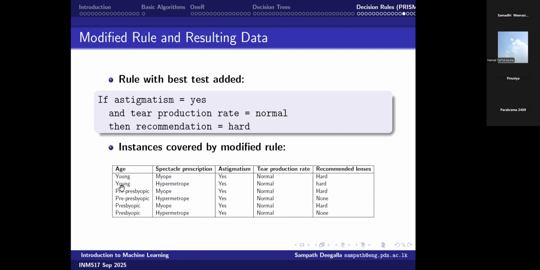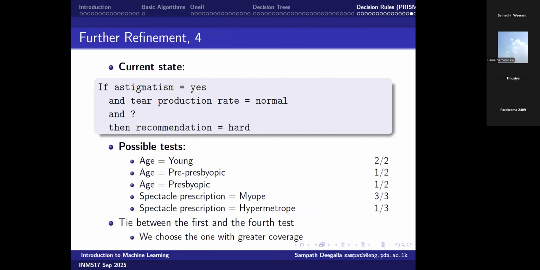If astigmatism yes and tear production rate normal and age is young, my question is, what is the accuracy of the rule? In your modified case, for age young, you will get 2 out of 2. That is 100%. Here it's 50%, 50%. Again 100%. This is 33%. So these are the accuracies we are getting.